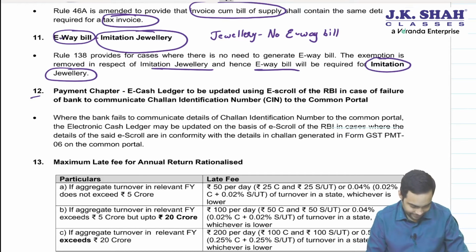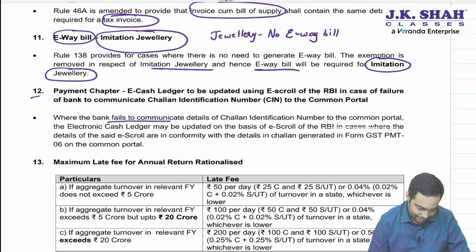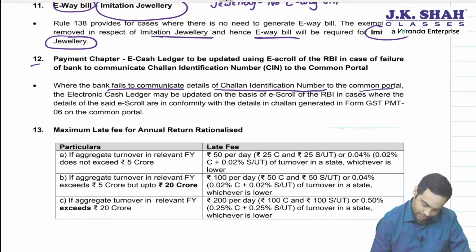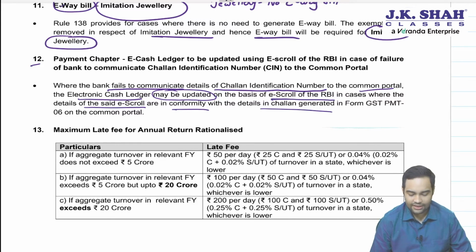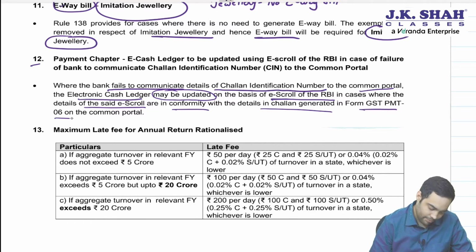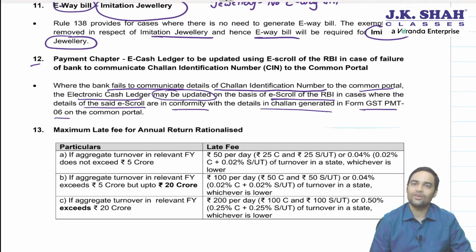Let's see. Where the bank fails to communicate details of CIN to the common portal, the e-cash ledger may be updated on the basis of e-scroll of RBI in cases where the details of said e-scroll are in conformity with the details in challan generated in form PMT-06, where you get a CPIN.